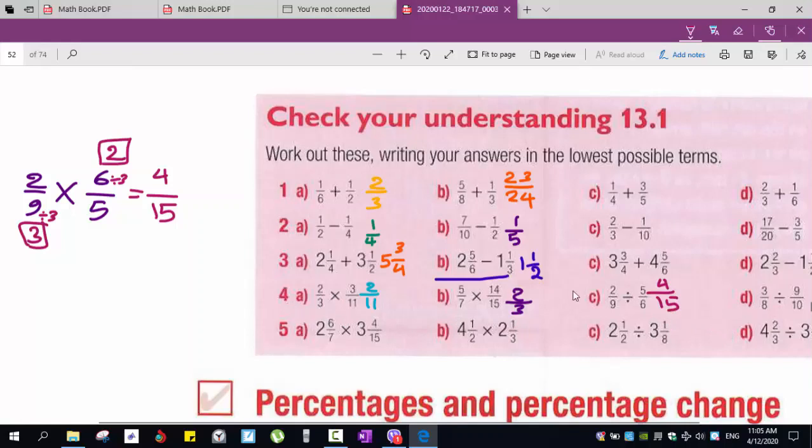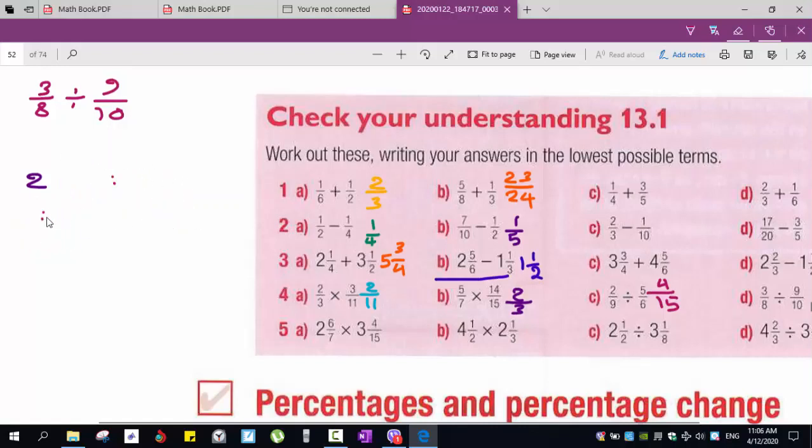Question 4D, 3 over 8 divided by 9 over 10. To do this one, is there any simplification? For now, no, there's no simplifying. We cannot simplify 3 with the 9, because they are both in the numerator.